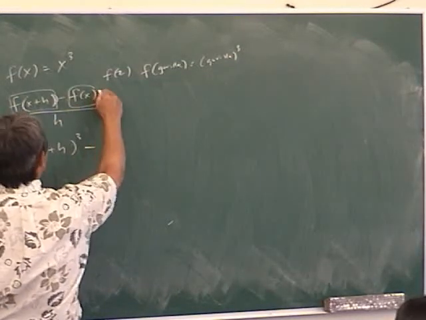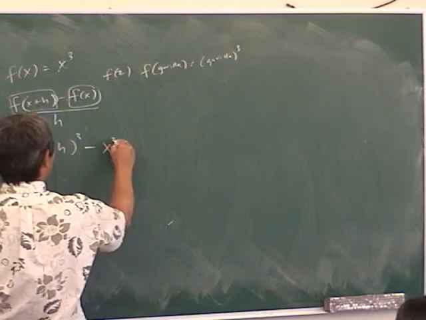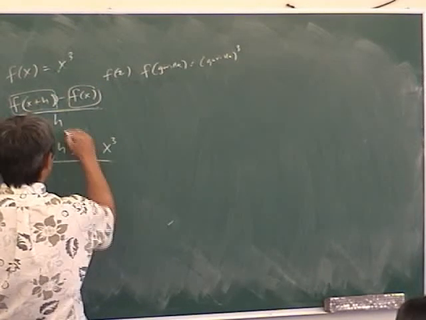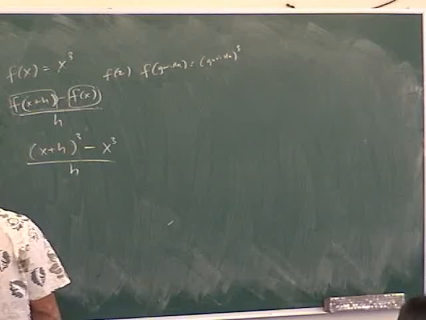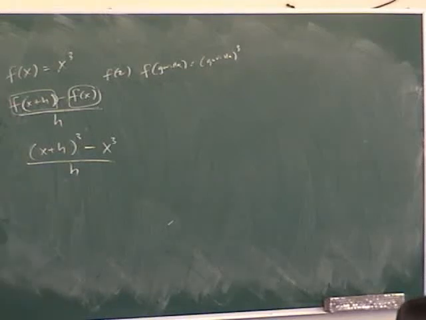Minus f of x. F of x is the given function. And then you divide the whole critter by h. There you go. That's called forming the difference quotient.